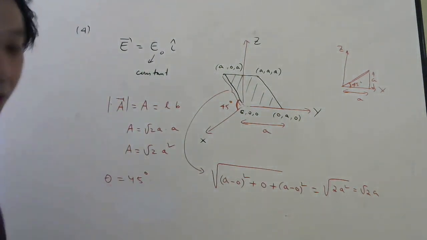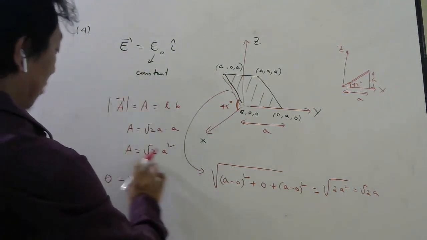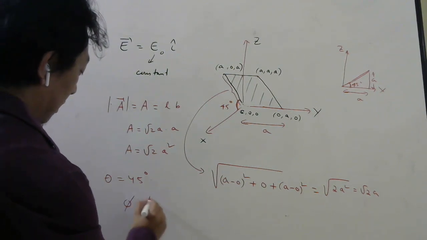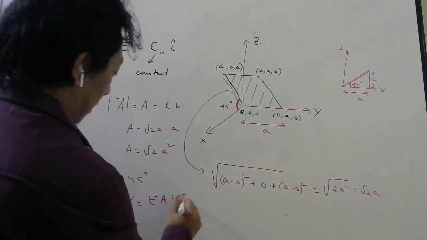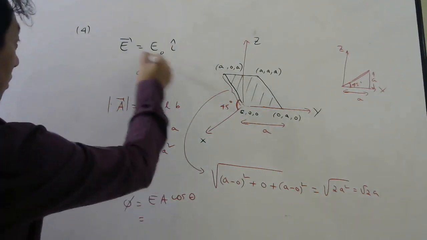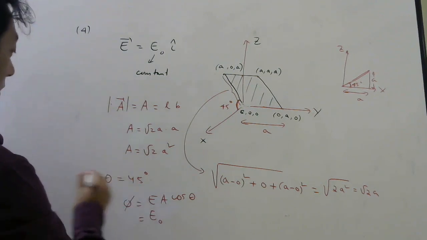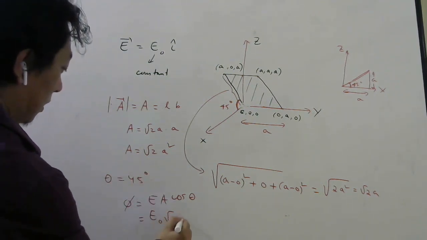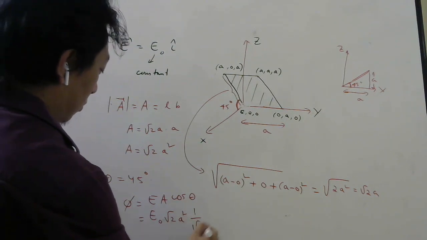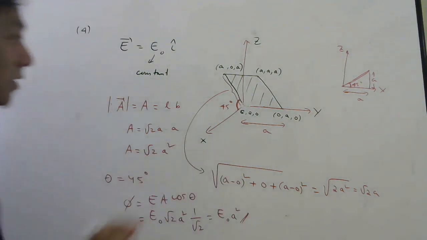So once we know the angle is 45 degree, the area value we know, the E value we know, flux will be, what is the formula? E A cos theta. So E magnitude is E naught, area is root 2a square and theta is 45, so cos 45 is 1 by root 2. So it will be E naught a square. So that is the right answer.